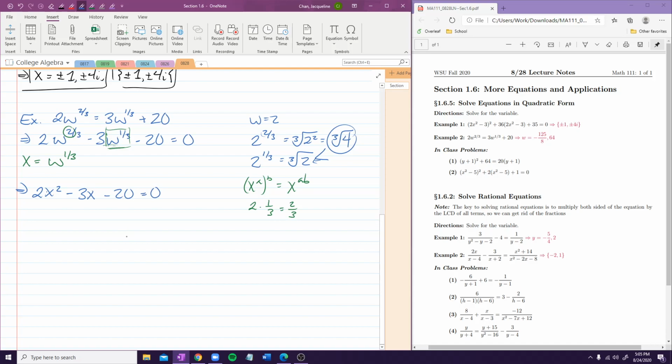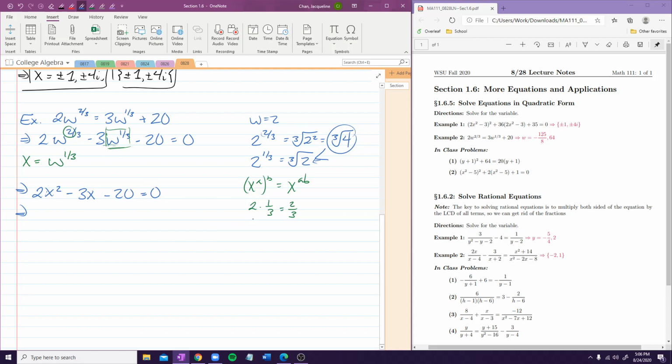And how do I know this is the same? Because if I substitute that w to the 1/3 back in, squared, this is going to be w to the 1/3 times 2, which is w to the 2/3. So that's the same, and this one I'm just replacing. So this was substituted correctly. Now that this looks like a quadratic equation, we can go ahead and solve for it.